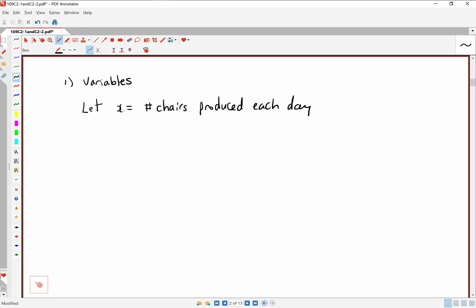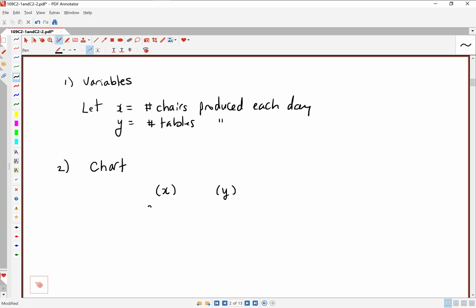Specifically, we'll let X be the number of chairs produced each day, and we'll let Y be the number of tables produced each day. Those are going to be our variables for the problem. From there, we're going to try to pull the information out of the question and organize it into a chart. So we'd like to see our variables sitting across the top of this chart.